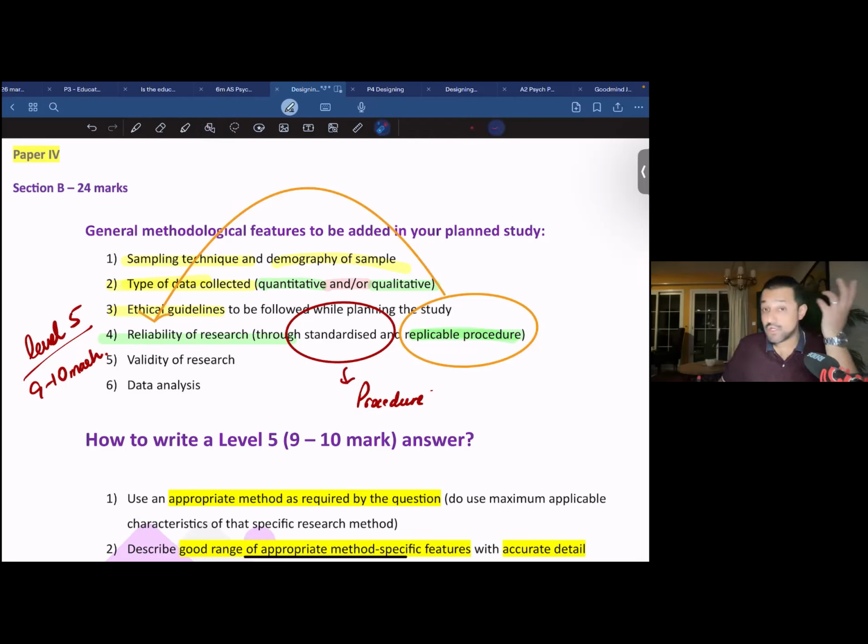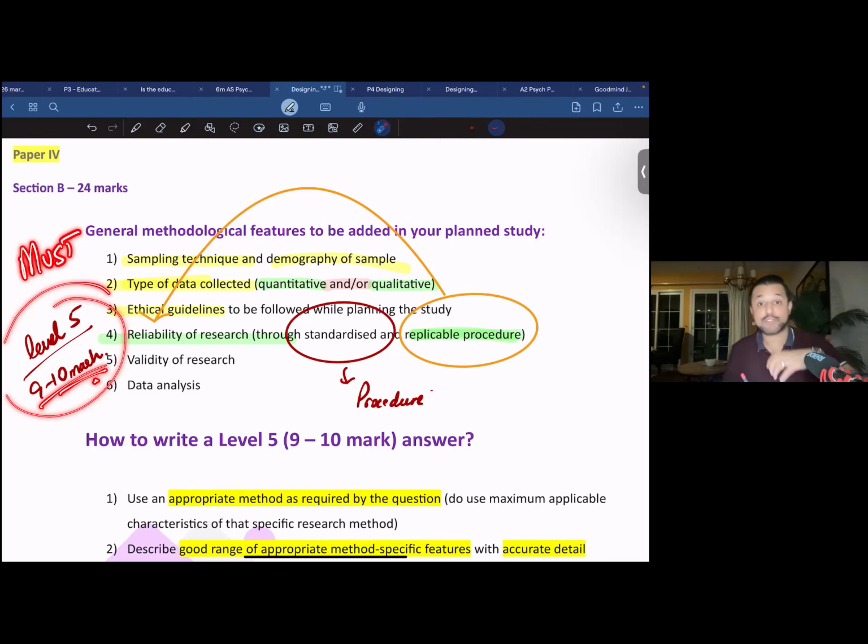So use controls if required. Try to keep your study standardized. The more standardized your study, your procedure is, the easier it would be to replicate, which would add on to the reliability of the research. And yes, this is a must if you want to score anywhere between 9 to 10 marks. No, I'm not saying this is the only thing that is required for anyone to be able to score 9 to 10 marks. Nonetheless, this is a must.